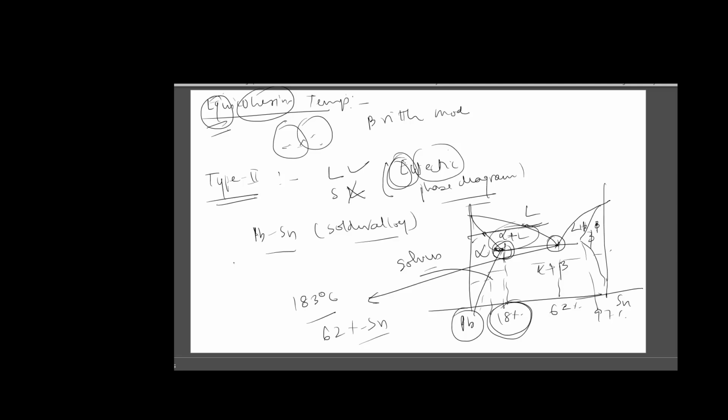Any line on the phase diagram that separates a single solid phase from a mixture of solid phases is called a solvus. This is a single solid phase, and this is a mixture of solid phases. This is not a single phase, this is a mixture of phases. This is solvus.